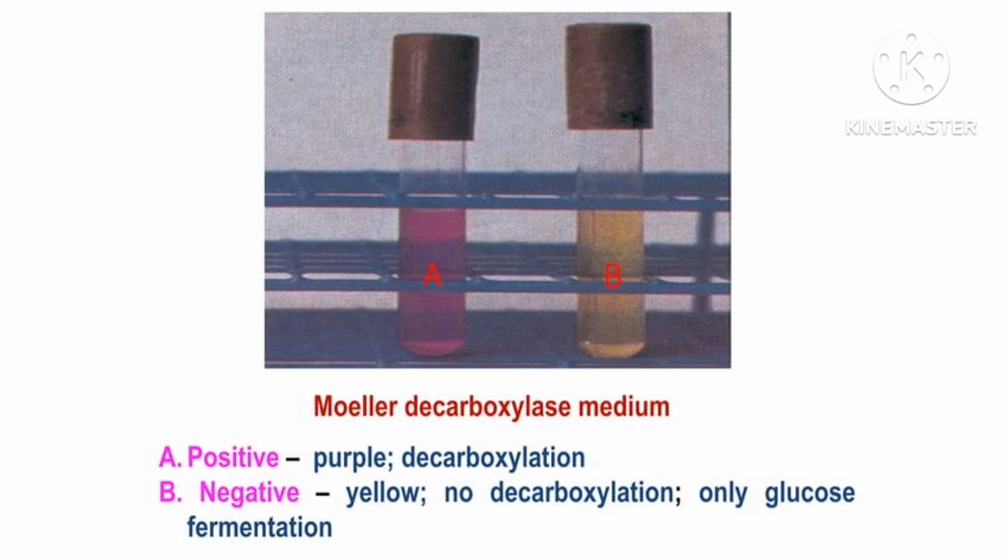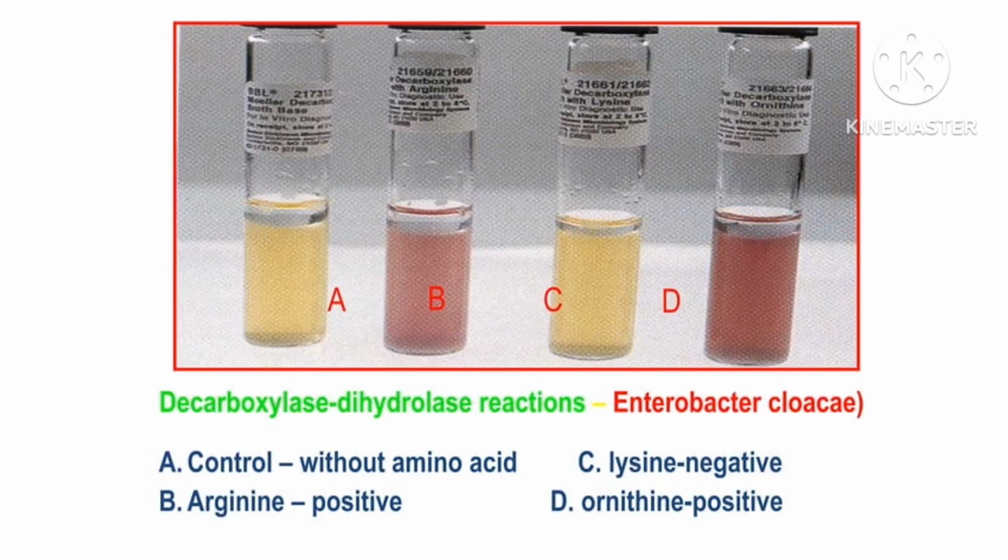So you can see the Moeller decarboxylase medium. Positive tubes of decarboxylation show purple color. Negative decarboxylation shows yellow. That is, no decarboxylation, only glucose fermentation is seen because of the yellow color. In the first picture, what you are seeing here is a control tube without any amino acid, where only glucose is fermented. B is the arginine positive test tube, C is the lysine negative, where only glucose is fermented, and D is the ornithine positive reaction. So the decarboxylase and dihydrolase reactions of Enterobacter cloacae are represented here.